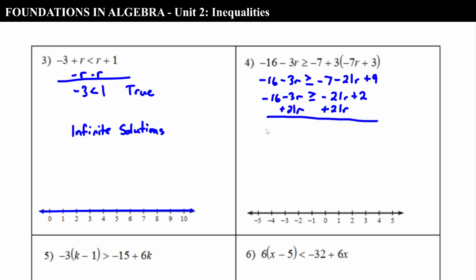When we do that, we get negative 16 plus 18r is greater than or equal to 2. Then we add 16 to each side, and we get 18r is greater than or equal to 18. And when we divide by 18 on both sides, we get r is greater than or equal to 1. So this one is one solution. And our one solution is r is greater than or equal to 1. So since we're greater than or equal to, we are going to fill in the 1, and we are going to shade to the right.